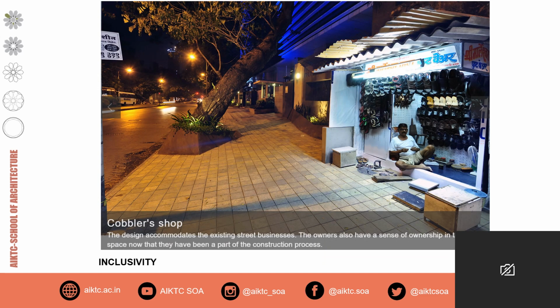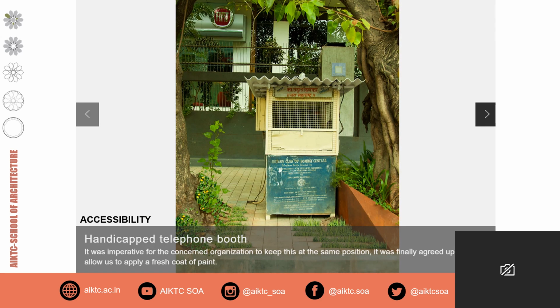The project talks about inclusivity, which is a cobbler's shop. The design accommodates this existing business, making the cobbler also a stakeholder and part owner, having some sense of ownership onto the space. Hence, his shop has been part of the construction process to give him allotted space to conduct his business. The project also talks about accessibility, which keeps in mind the design being universal for somebody who is physically disabled, as this particular handicap telephone booth is operating onto the pavement here.